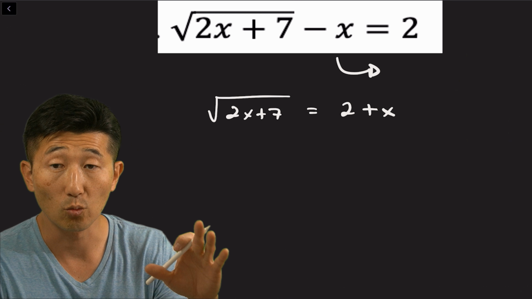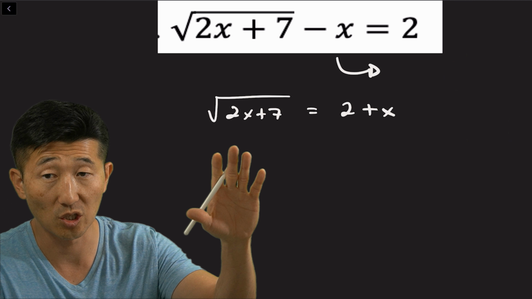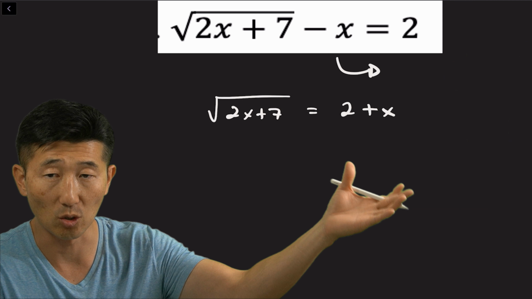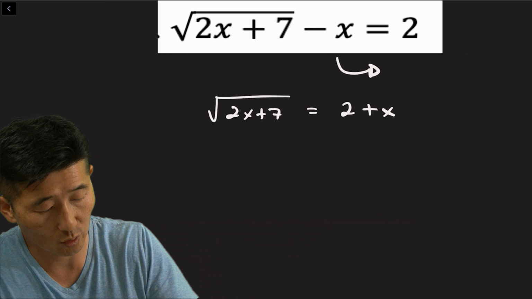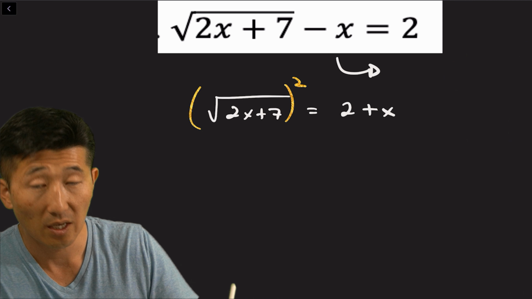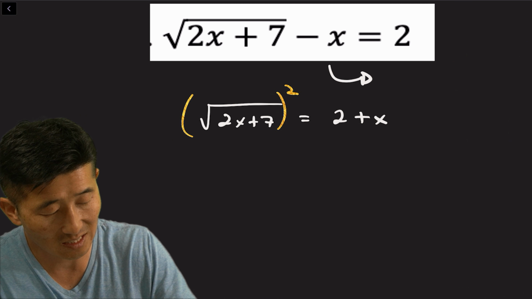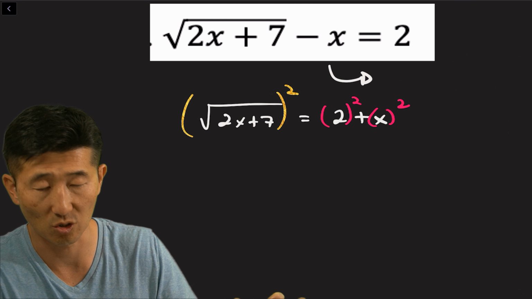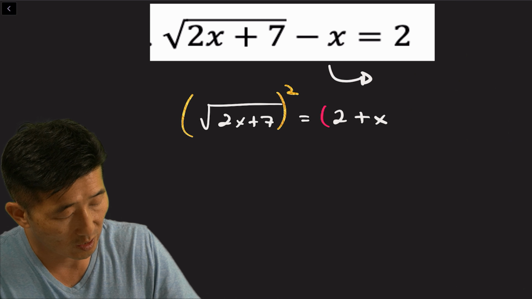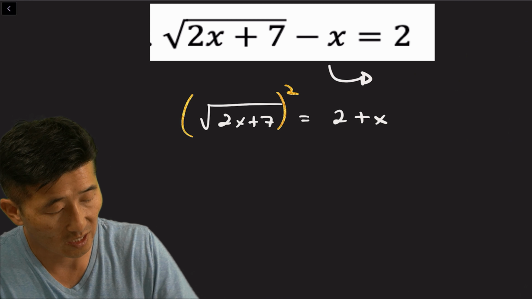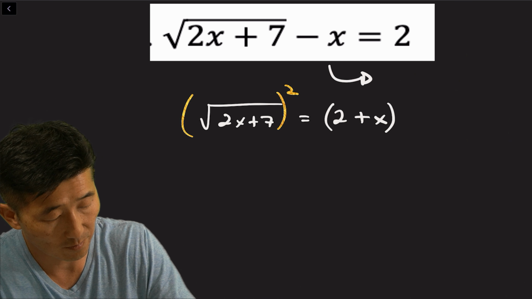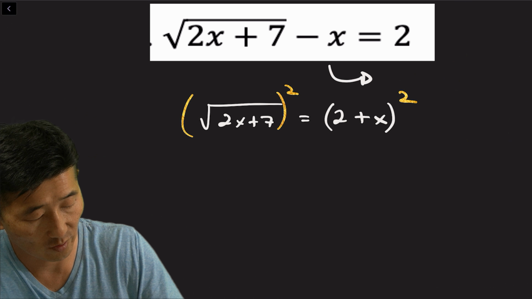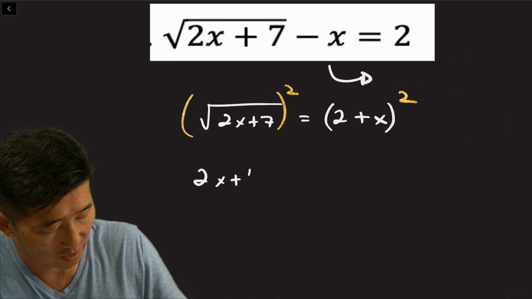Now you have to keep this in mind. When you do something to one side of the equation, you have to do it to the other side as a whole. So on the left side, we're going to square it. On the right side, you must not square it individually like this. Okay, that's actually wrong. What you want to do is square it as a parenthesis like that. This radical will simply come off when you square it. So this will be 2x plus 7.